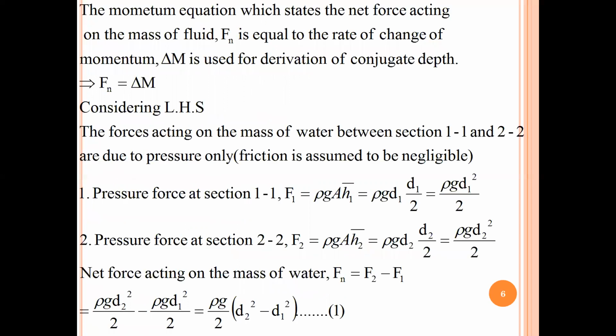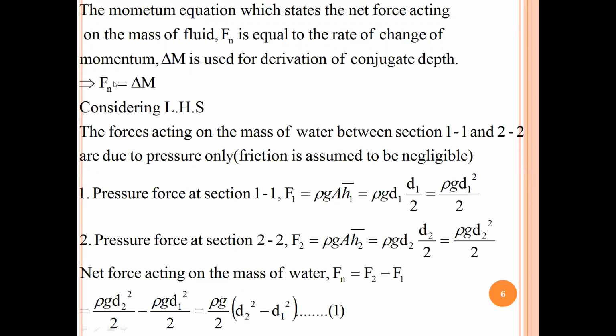Now here we will be making use of your impulse momentum equation, or more generally momentum equation, which states that the net force acting on the mass of fluid, Fn, is equal to the rate of change of momentum, delta m, and this is used for the derivation of conjugate depth. Now your momentum equation is a slight variation of your second Newton's law of motion. Okay, so my net force Fn is equal to delta m. So first we'll consider the left hand side.